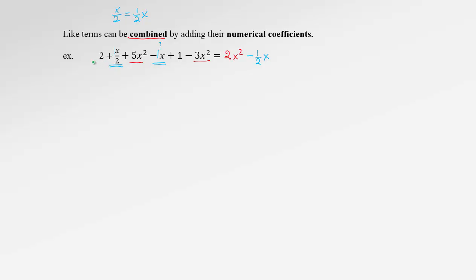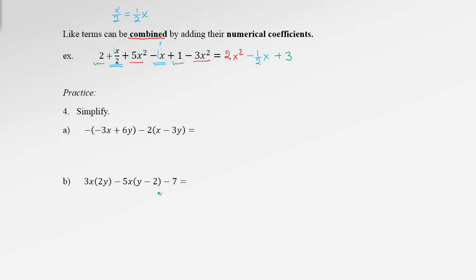And finally, we can use different underlining here and there for combining free terms. That means just numerical values. 2 plus 1 is 3, so it's plus 3. And it's done. Okay, now we have 2 more examples to practice on your own.